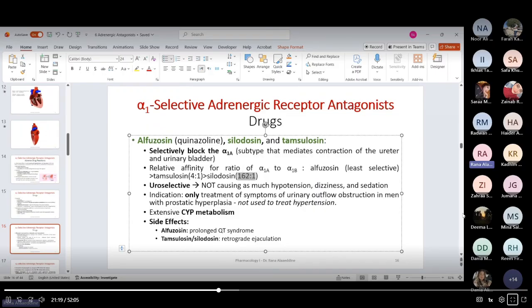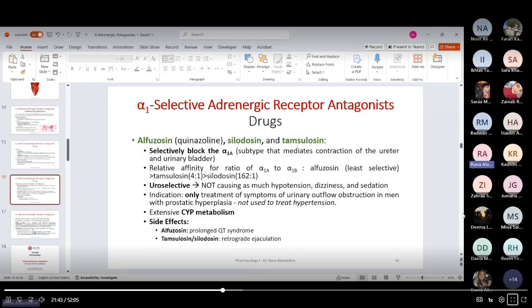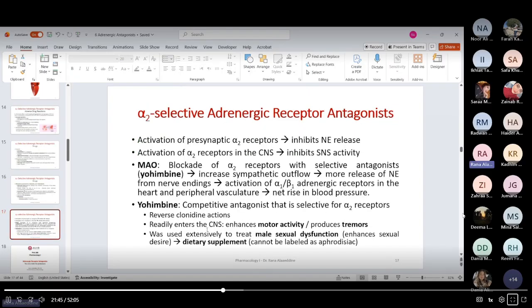Side effects: alfuzosin causes prolonged QT syndrome, which is a problem in the heart, a type of irregular heartbeat or arrhythmia. Tamsulosin and silodosin might cause retrograde ejaculation. Is it clear, you guys? Do you have any questions about alpha-1 antagonists?